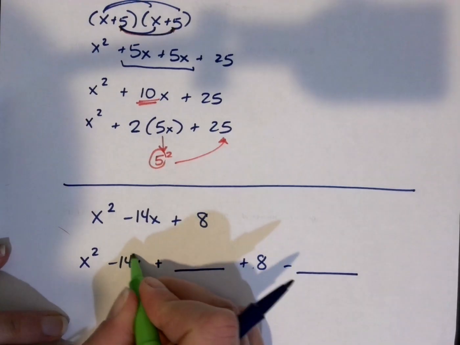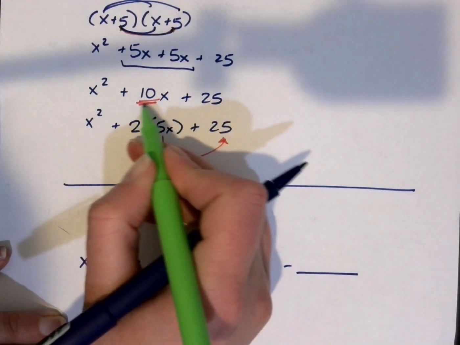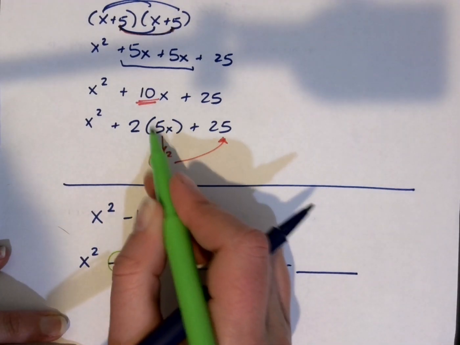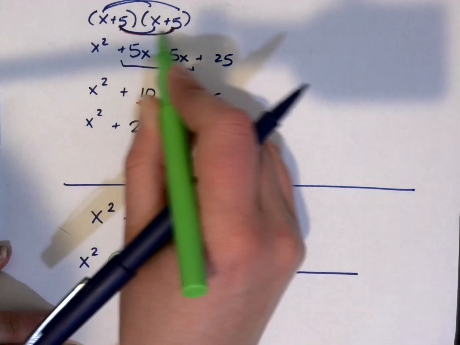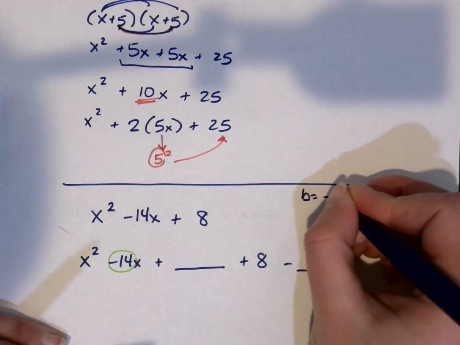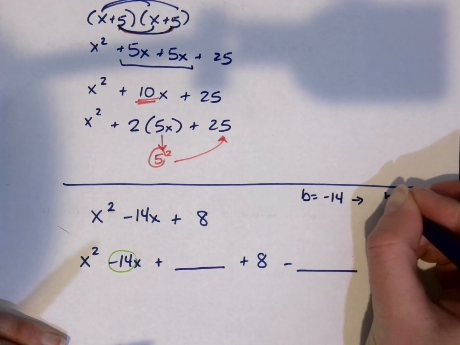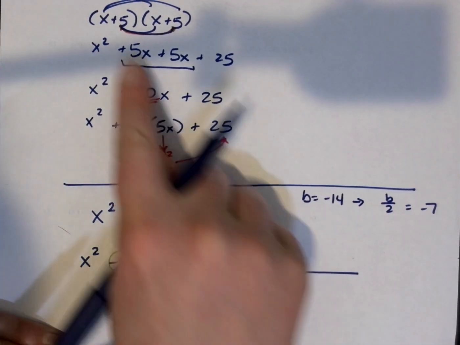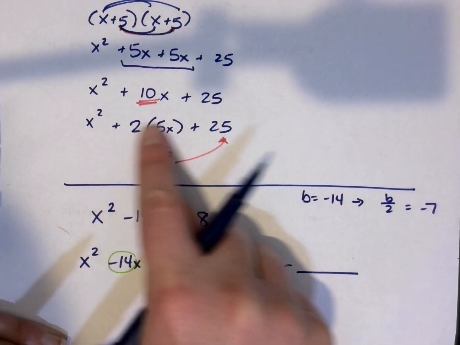So think about this value right here. Just like our 10 up above, that has to be twice something, and the thing that it is twice is the thing that we're looking for. So our b value is negative 14. Half of that, b over 2, is negative 7. That's where our 5 would have been in the previous one.